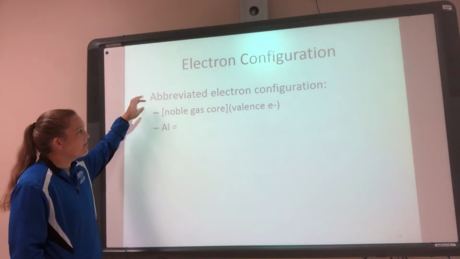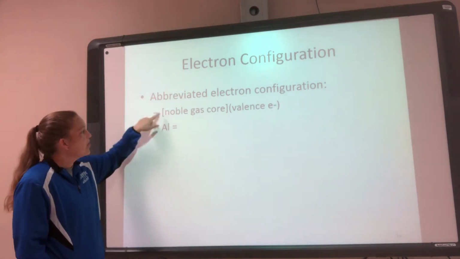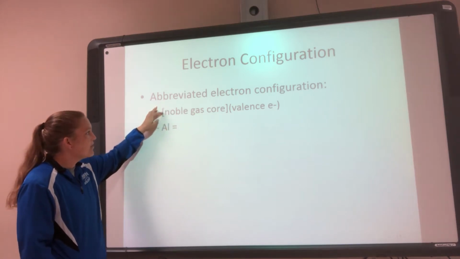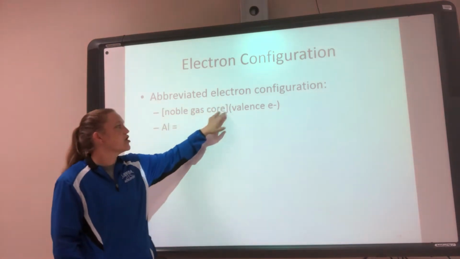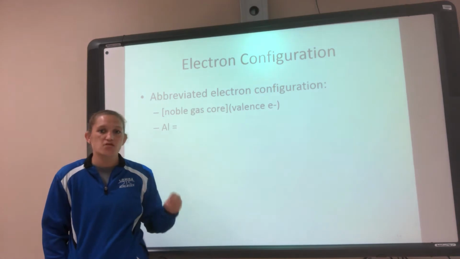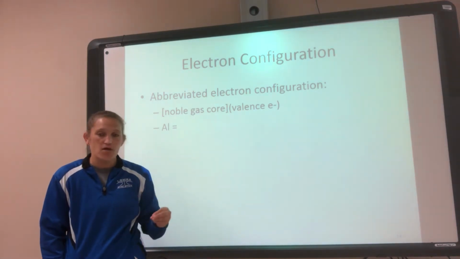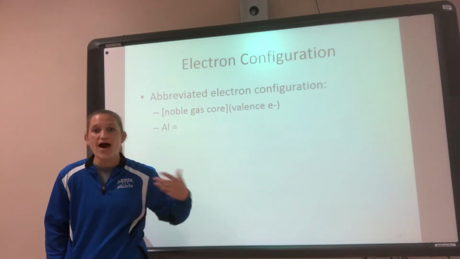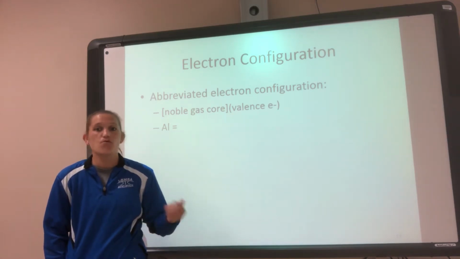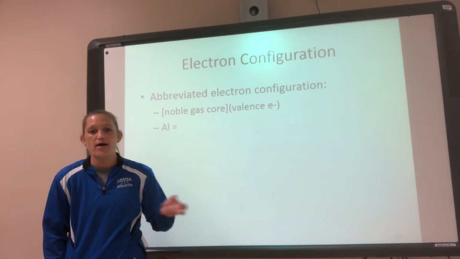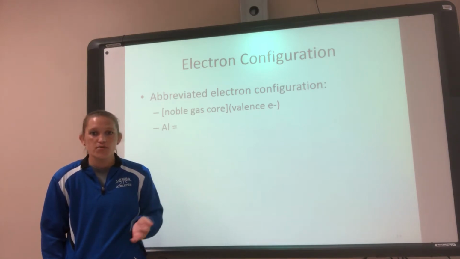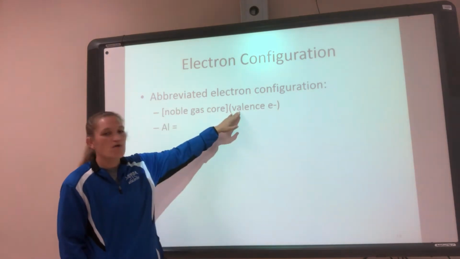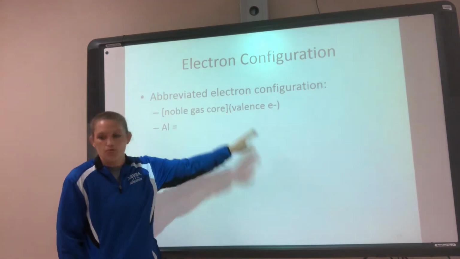If I want to write an abbreviated electron configuration, after I write the element and the equals sign, I'm going to put the noble gas in brackets. I want to find the noble gas that's closest to my element without being higher. I don't want it to have a higher atomic number or more protons than my element. So I want the closest noble gas without going over. And then after that, I just start writing out my electron configuration like normal.